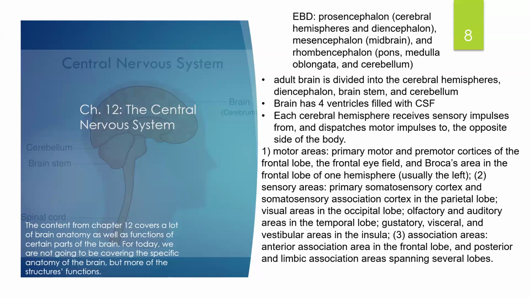Okay, and then we get into the sensory areas. These are the primary somatosensory cortex and the somatosensory association cortex in the parietal lobe. There's a few of these. The visual areas that are in the occipital lobe, olfactory and auditory areas in the temporal lobe, gustatory, visceral, and vestibular areas in the insula.